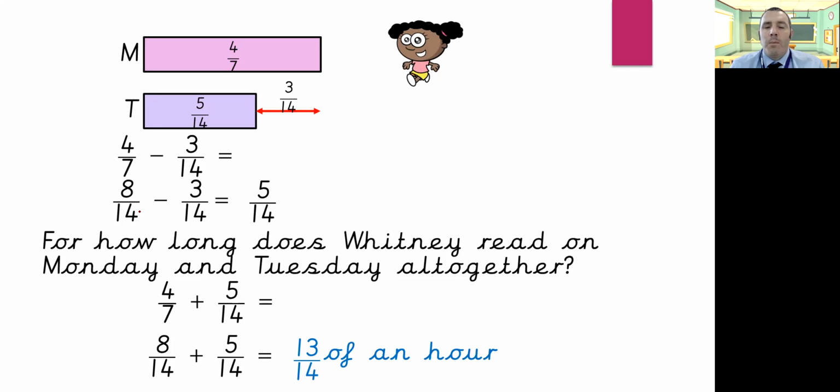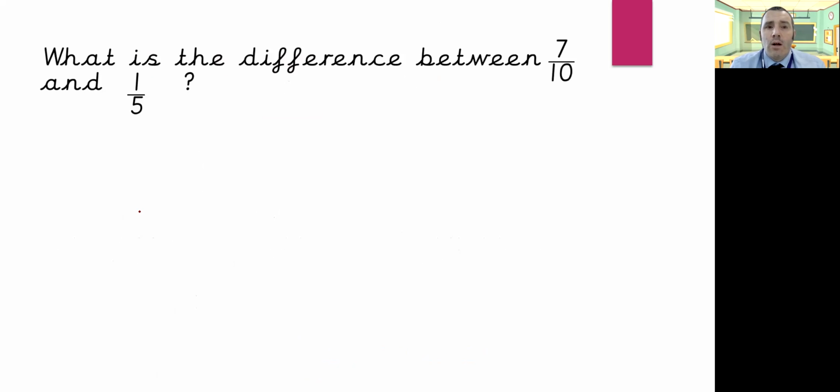So it's all very important to remember, if we're working in meters or time, that we record that when we give our answer as well. So we could have left it as 13/14, but it doesn't tell us 13/14 of what. So if we're talking about time or weight, we need to write it in with our answer. Okay, what's the difference between 7/10 and 1/5?